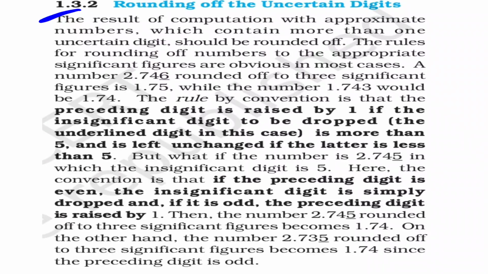But what if the number is 2.745, in which the insignificant digit is 5? Here the convention is that if the preceding digit is even, the insignificant digit is simply dropped, and if it is odd, the preceding digit is raised by 1. Then the number 2.745 rounded off to three significant figures becomes 2.74. On the other hand, the number 2.735 rounded off to three significant figures becomes 2.74 since the preceding digit is odd.